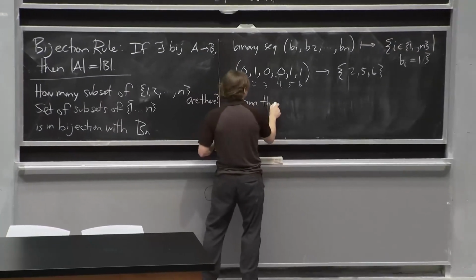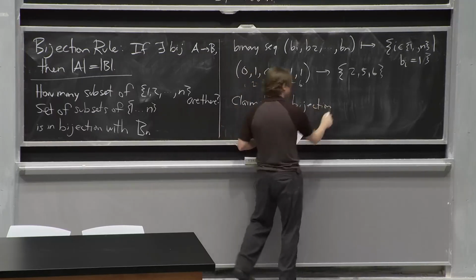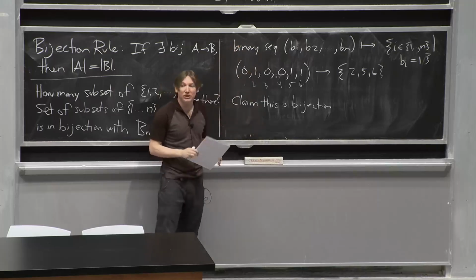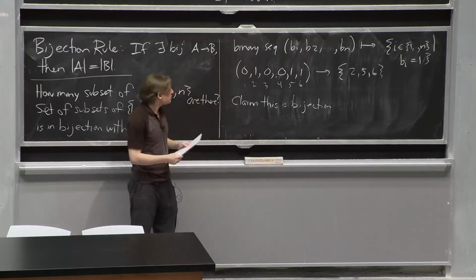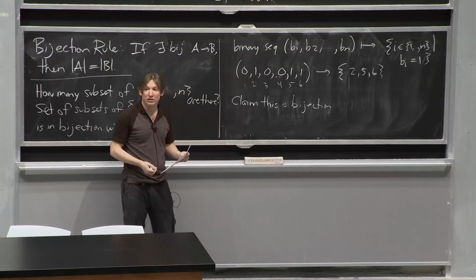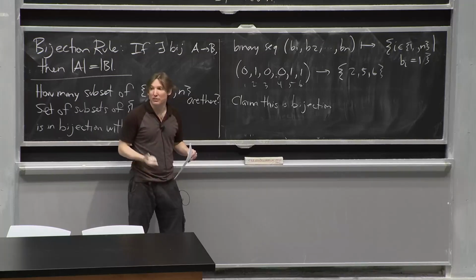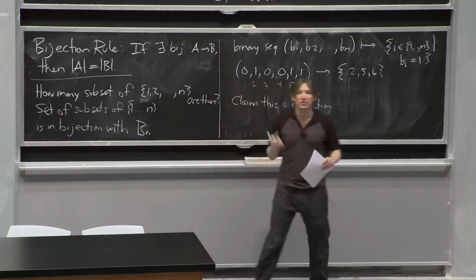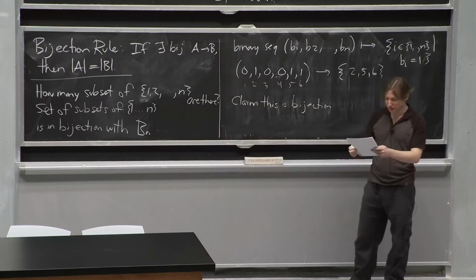Claim this is a bijection. You'll see more examples in your homework of what details we would need to check to verify more carefully that this really is a bijection. But intuitively, they're encoding the same information. Each number from 1 through n is either included or excluded. That's a binary decision. The ith bit is either 1 or 0. That's a binary decision. So we're just corresponding those two things.